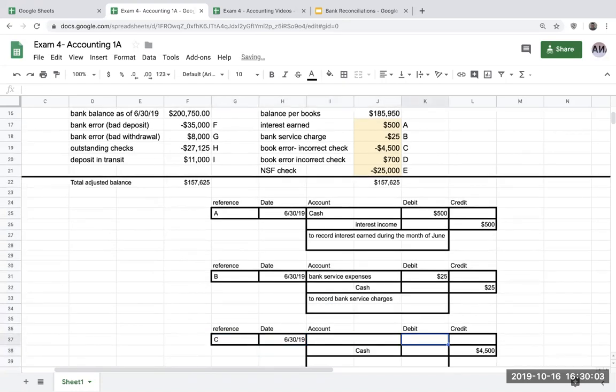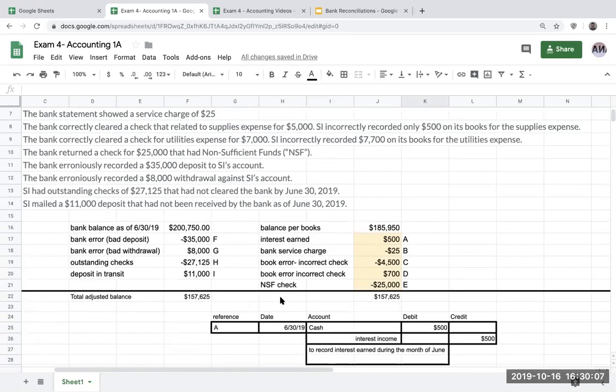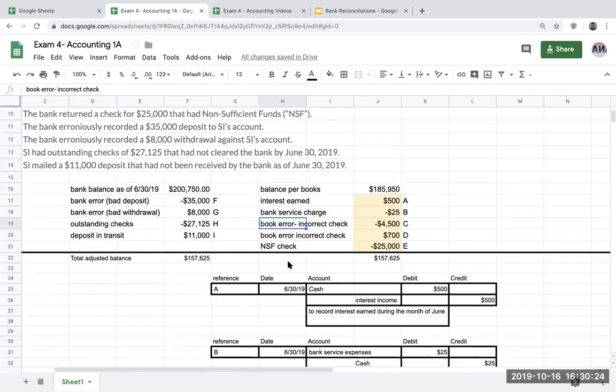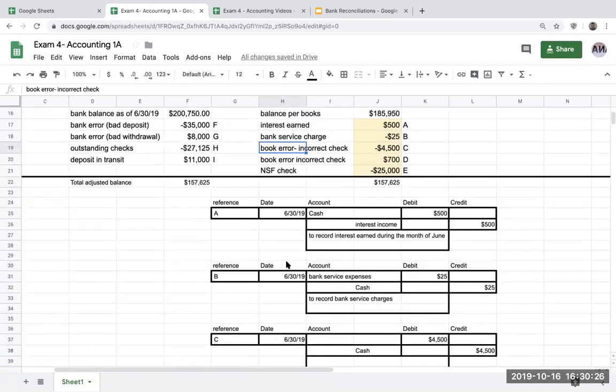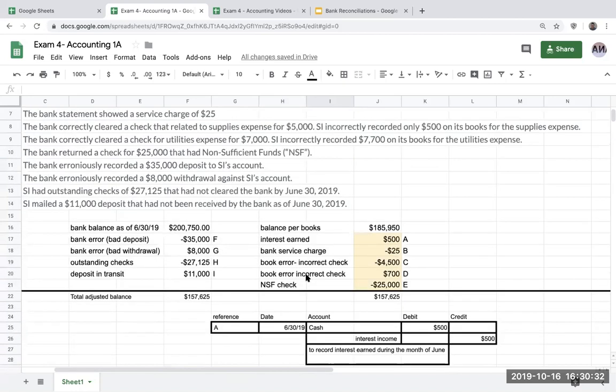Okay, for letter C, this is going to be a little bit different because when I come over here on June 30th, 2019, I need to look at what this error was for. So the bank correctly cleared a check that related to supplies expense for $5,000. However, I only recorded $500. So I needed another $4,500. So what account do I want to debit for letter C? What does this $4,500 relate to?